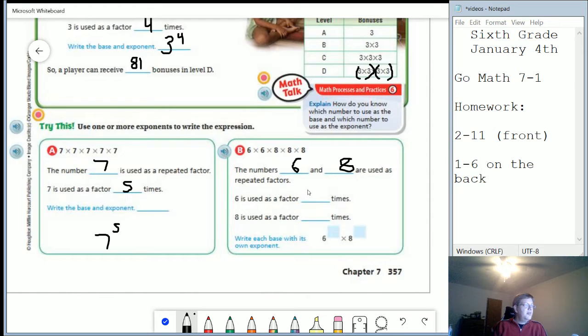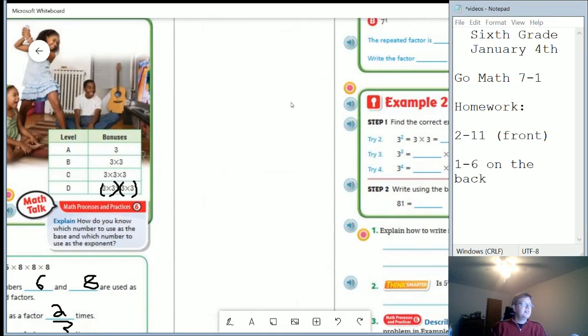But for the most part, for right now, we may only end up with something like this for the answer. So we used 6 twice. We used 8 3 times. So 6 to the second power, or 6 squared, times 8 cubed, or 8 to the third power. And then that would be our answer, instead of trying to find the answer to both steps.